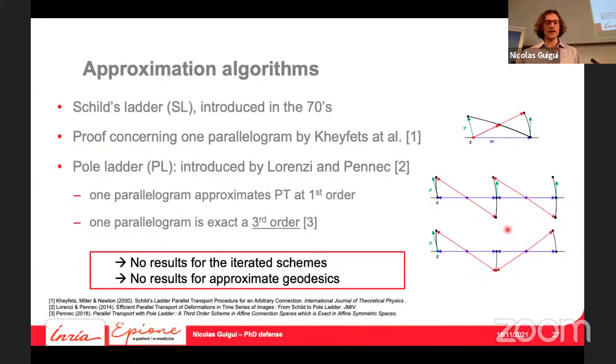In 2000. And then Marco Lorenzi and Xavier Pennec adapted this scheme and introduced the pole ladder, which uses the geodesic along which we transport as the diagonal of the parallelograms. And this allows us to compute fewer geodesics because the intermediate one here is not necessary. So it is cheaper. And they show that it is also a first order approximation of parallel transport and even a third order approximation. However, there were no results in the literature for the iterated schemes and for the case where the geodesics were not known exactly, but only approximated.